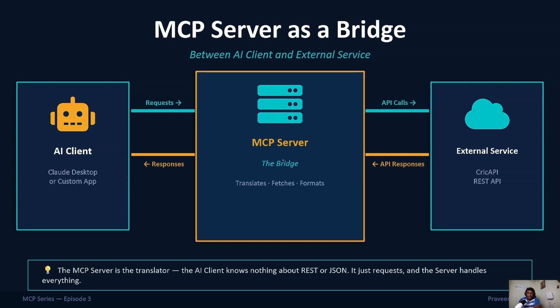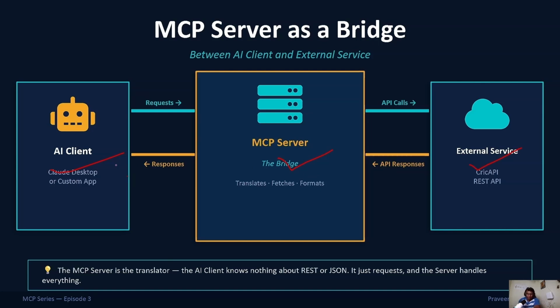The MCP server acts as a bridge between the AI client and the external service. There are three parts. On the left, the AI client, it sends requests and receives the responses. In the middle, the MCP server, it does not store data. It knows how to get it. It takes the request and makes an API call. On the right, the external service, in our case, CricAPI, it returns data in a JSON format. The MCP server gets the data, processes it, and sends it back to the AI client.